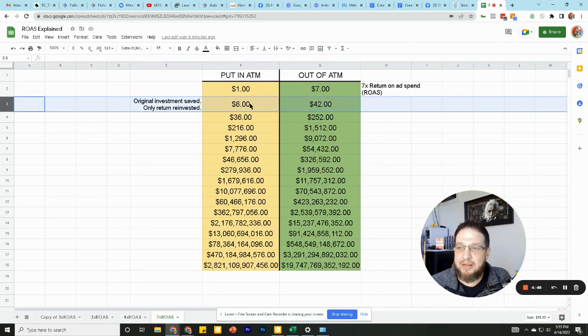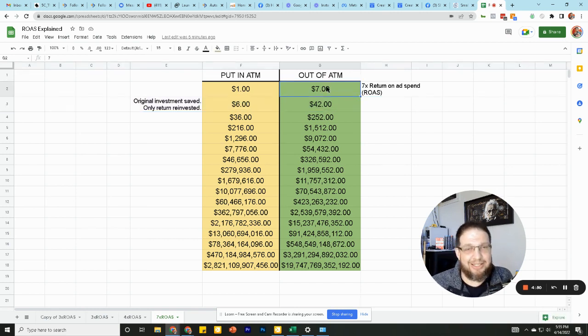All right. So again, you put in $1, you get $7 back, right? So this is the ATM. Now you keep your original dollar that you put into the ATM. I'm going to keep my dollar, but I'm going to take all of the upside of that and I'm going to invest that in.